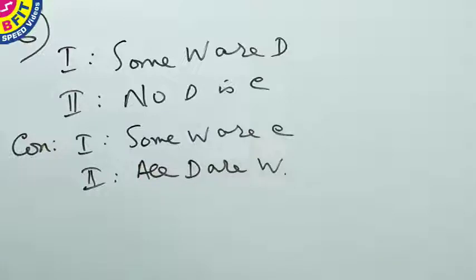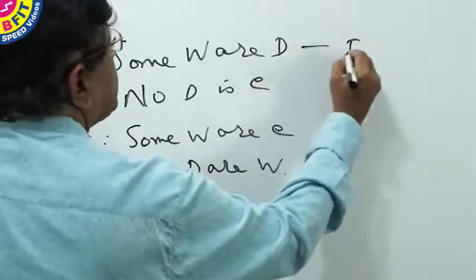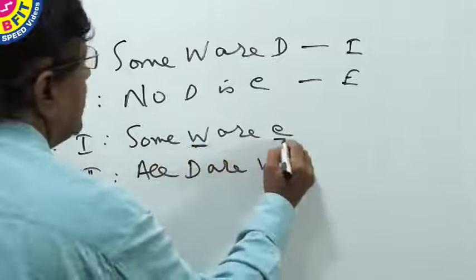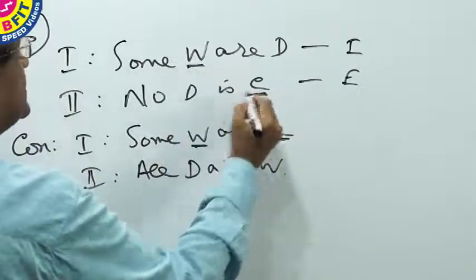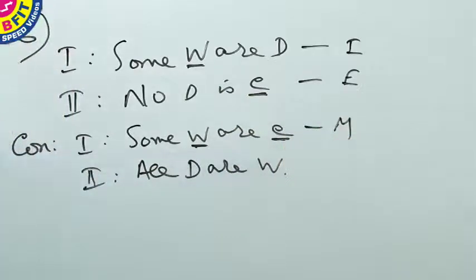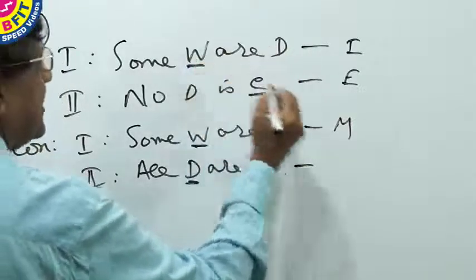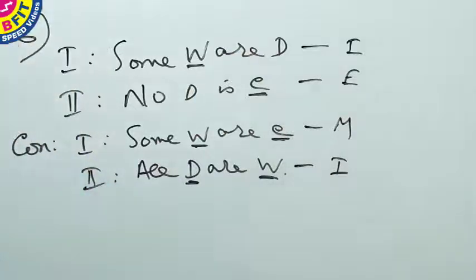So what is the first step? In immediate inference, find out what type of statement it is. Some W are D, I type statement. No D is C, E type statement. What is step 2? Step 2 is identify the conclusion as I or M, immediate or mediate. Some W are C: W is in this statement, C is in this statement, therefore it is mediate inference. All D are W: D and W are in the same statement, therefore this is immediate. Now we have marked both of the conclusions as M and I. Conclusion 1 is mediate inference, conclusion 2 is immediate inference.